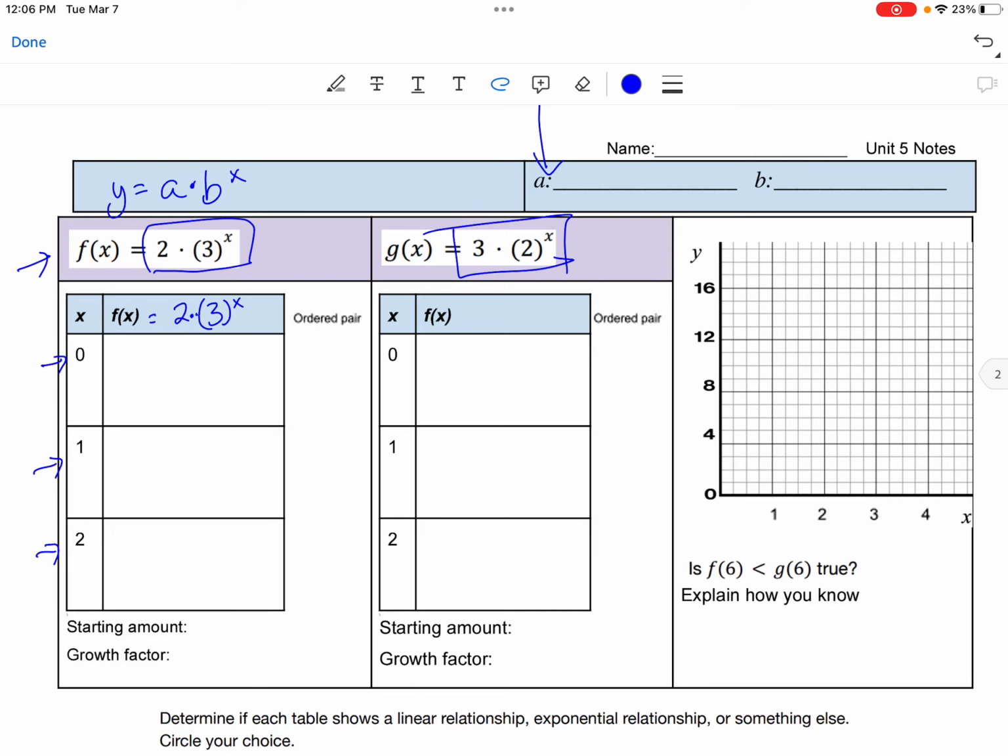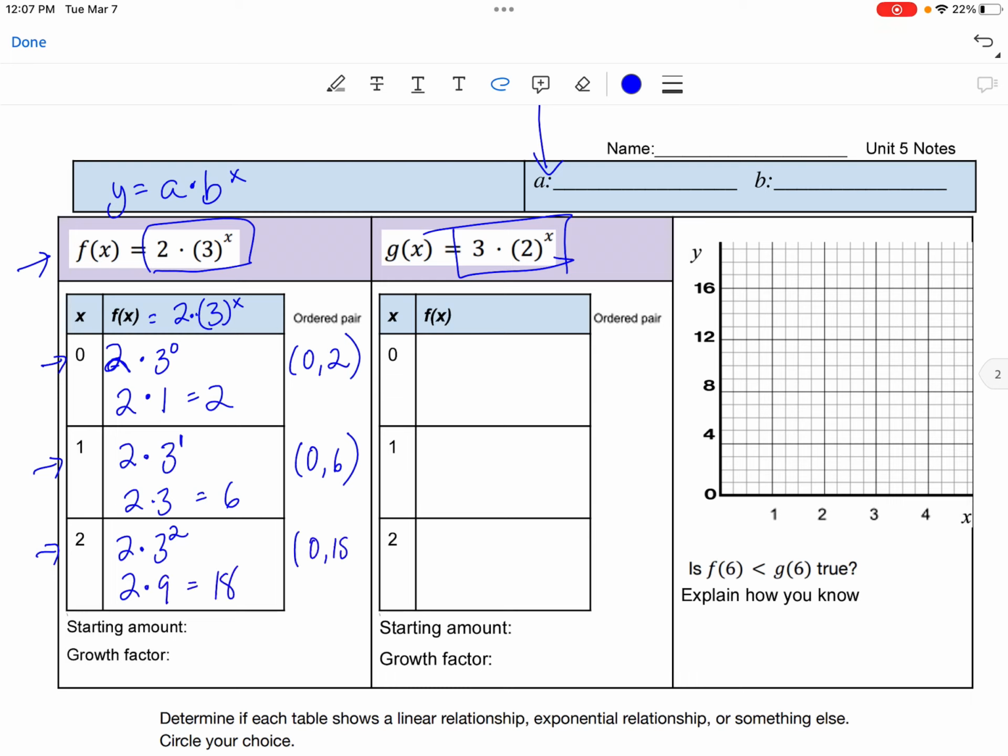All right? So let's go ahead and do that. If x is 0, what does f of x equal? And remember, f of x is another way to say y. When x is 0, f of x is 2 times 3 to the 0. Anything to the 0 power is 1. So it's 2 times 1, so it equals 2. So the ordered pair is 0, 2. When x is 1, we're going to plug it into our equation: 2 times 3 to the first power, which is 2 times 3, which equals 6. So our ordered pair is 0, 6. Last one, 2 times 3 to the second power, which is 2 times 9 equals 18. So our ordered pair would be 0, 18.